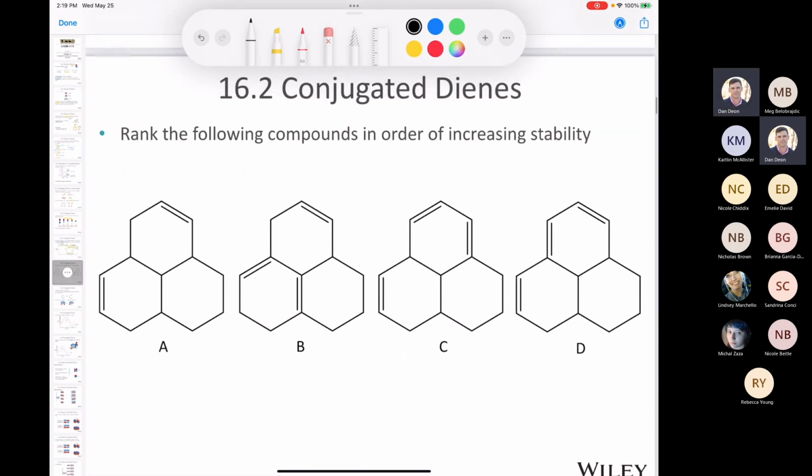Anyhow, with all that, let's see if we can rank the following compounds in order of increasing stability. So remember that when we have a conjugated system, it's going to be more stable than an isolated system.